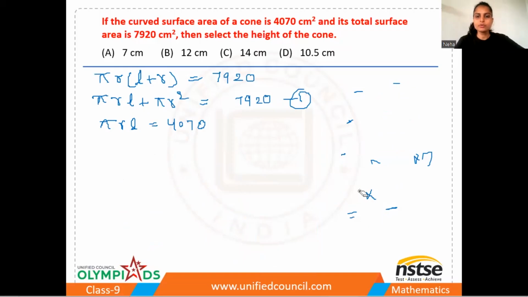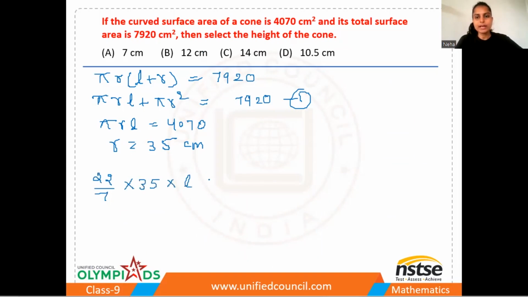And here we are going to find out the height, that means h. Select the height of the cone. Here we have to find out the value of h. Okay, so now we have the value of r, which is equal to 35 centimeter. All measurements are in centimeter, so this will also be in centimeter. So now students, here it is given that 22 by 7 multiplied by r, that is 35, multiplied by l, which we don't have, is equal to 4070, right?